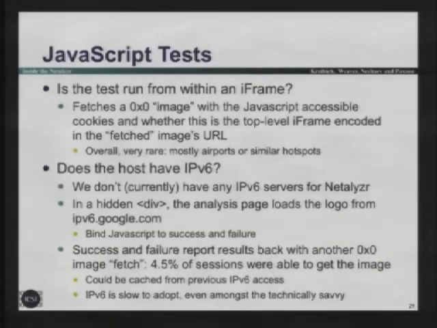Also, everybody probably wants to know IPv6. Well, we don't have IPv6 on our systems yet, but Google does, so we load the IPv6.google.com image in a hidden div and report the status back. We have a geek bias, and so about 4.5% of our users were able to fetch IPv6.google.com. So IPv6 is starting to get out there, but it's still pretty slow adoption.